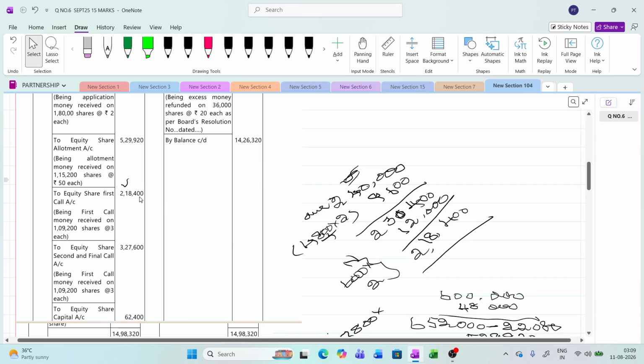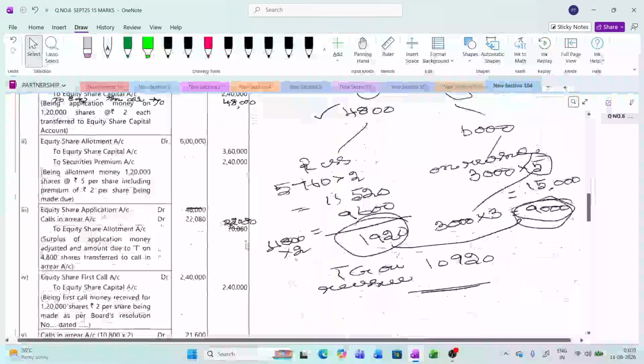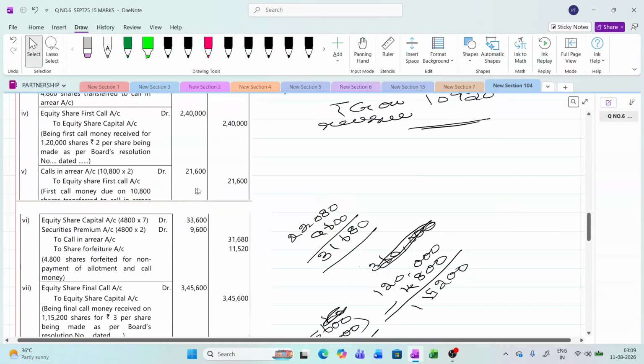That's what I have made here. Okay. So now you have to make this: 21,600. 12 plus 9, 21,600 will become your calls in arrear to first call account.